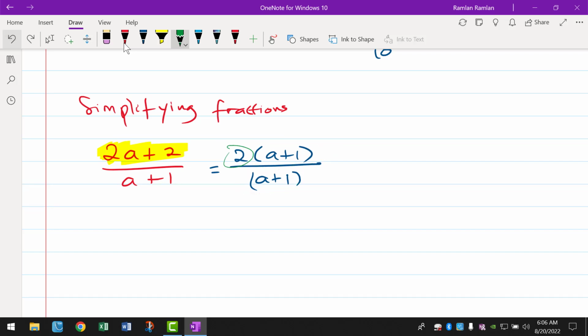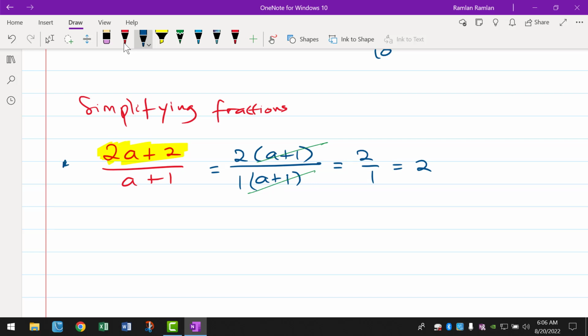Because we have the same exact factors in here, we can just cancel them. So cancel the (a + 1), right? And then that will be equal to 2 over 1. So actually we have 1 over here, but you don't need to write it down. So this is just 2 over 1, and that'll be just equal to 2, right?